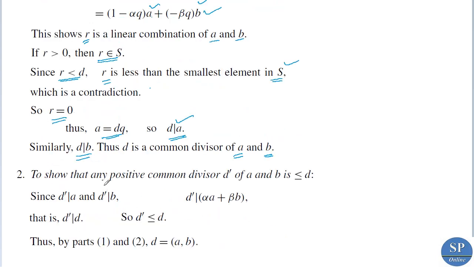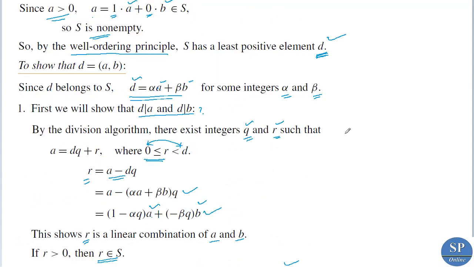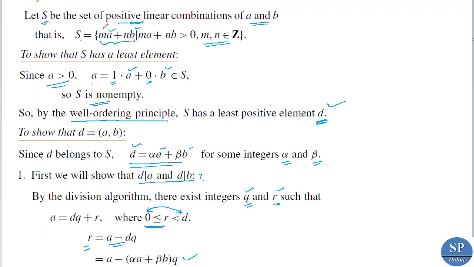Now we are going to show that any positive common divisor D dash of A and B is less than or equal to D. Actually, we obtained that D is a least positive element of S, and the elements of S have this form Ma plus Nb, that is the linear combination of A and B. Now we are going to show that D is equal to GCD of A and B. So we will get GCD of A and B is of this form, some Ma plus Nb. That is what we are going to do.